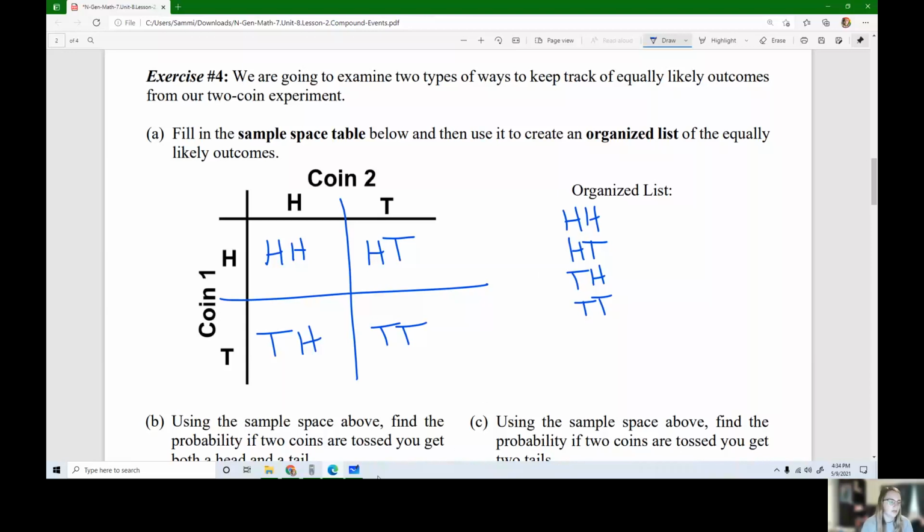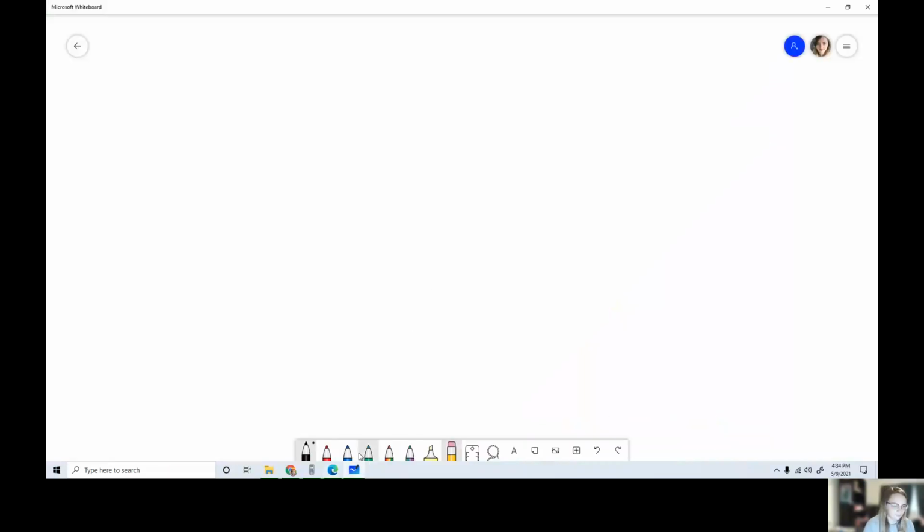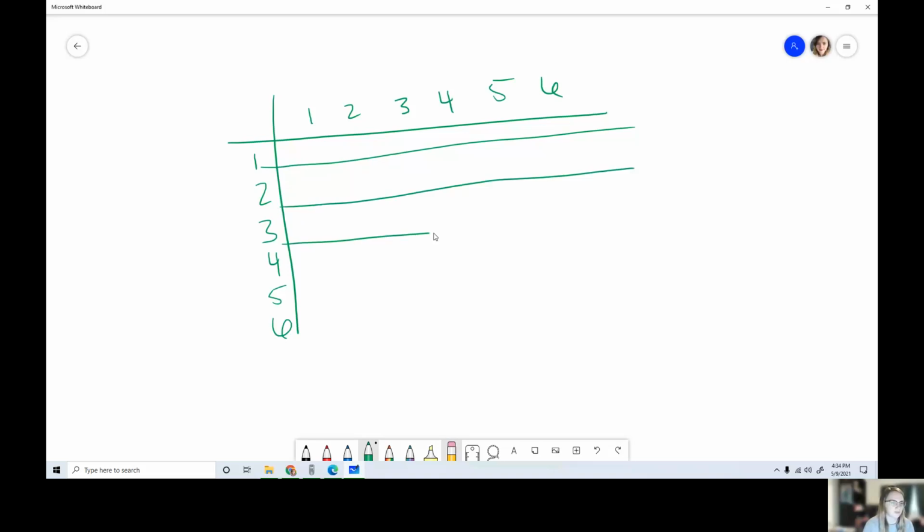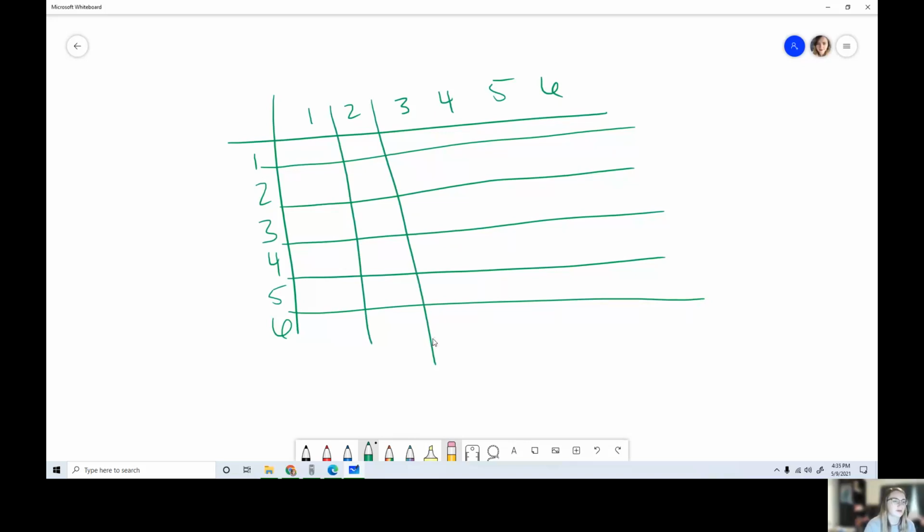Now, these are really good to use, especially when we're talking about rolling 2 dice. If I'm rolling 2 dice, we know that I could get 1, 2, 3, 4, 5, or 6. So let me make my little table here, and I'm going to draw some lines. It might not be quite straight, but that's okay. When we're playing dice games, a lot of the time we want the sum of the dice. In Monopoly, you're rolling 2 dice and you want to see how far you go.